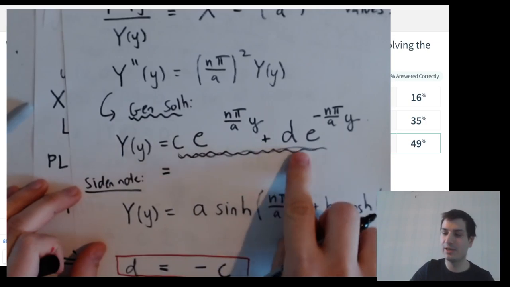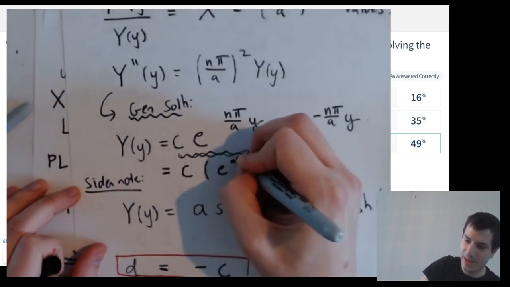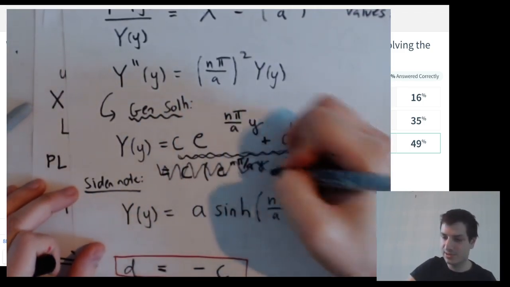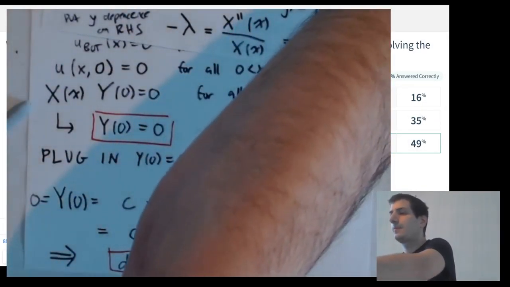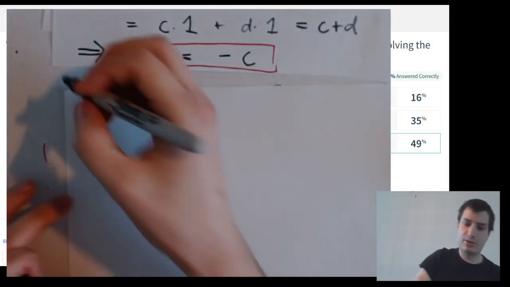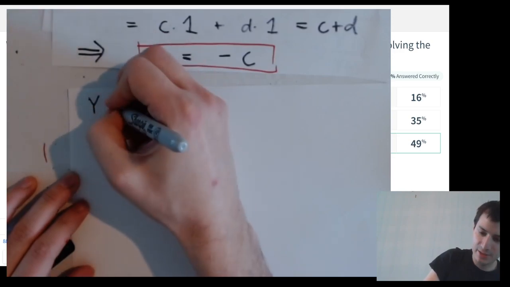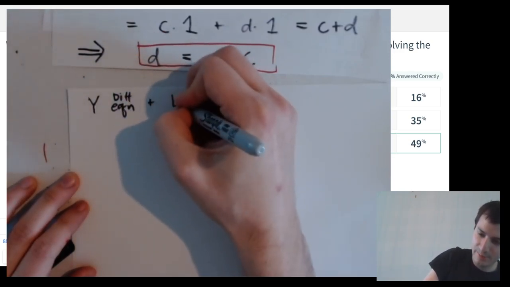So d is minus c. This is the same as c times e to the n pi over a y. You know what? Let me not write it here. Let's start a new page. So what have we used so far? We've used the y differential equation plus the bottom boundary condition.